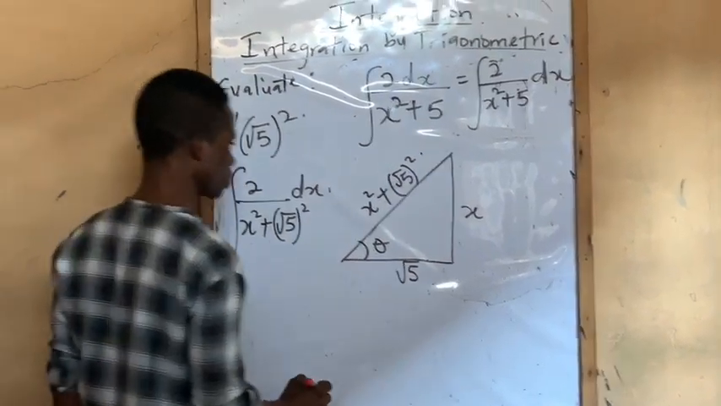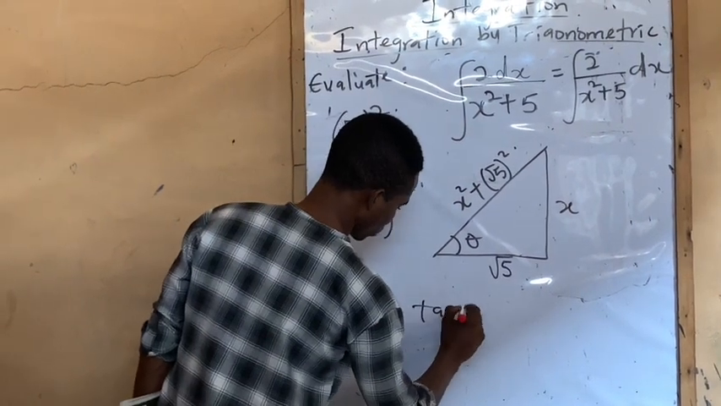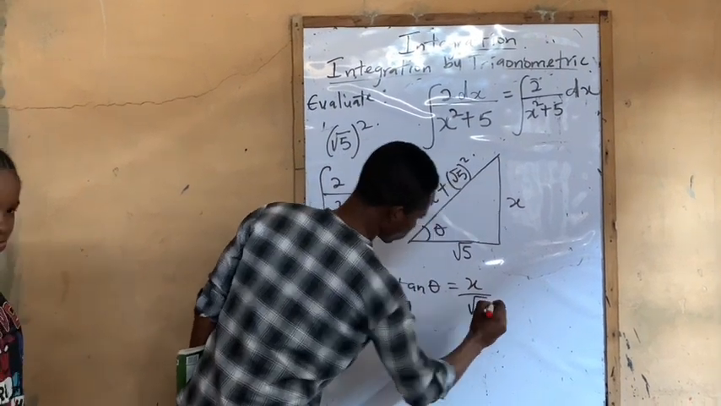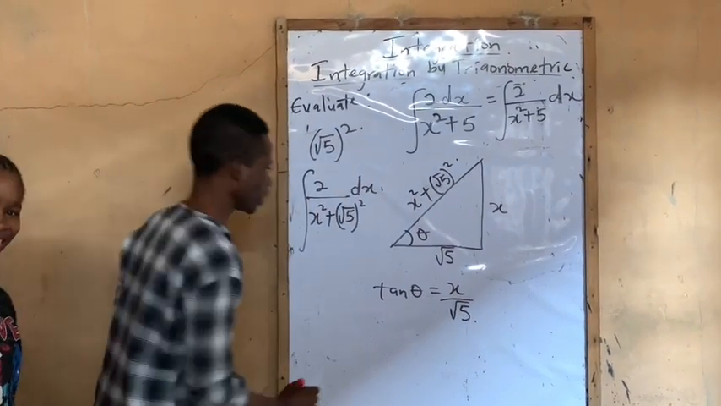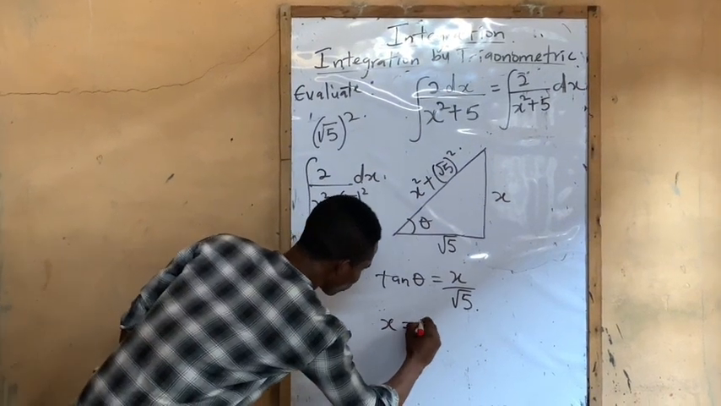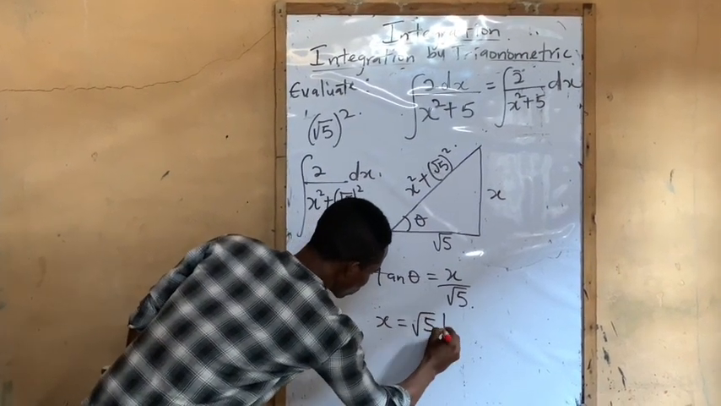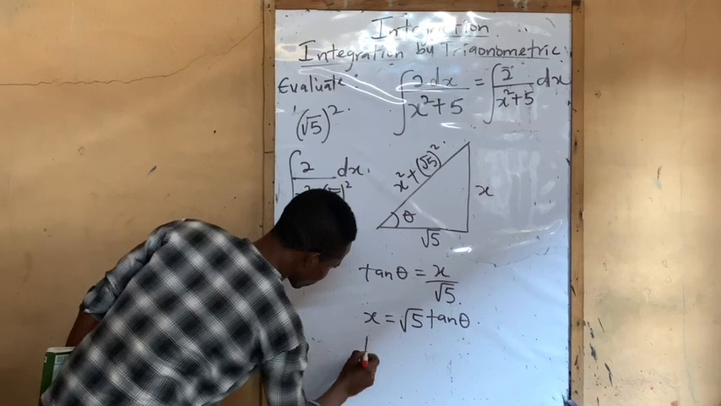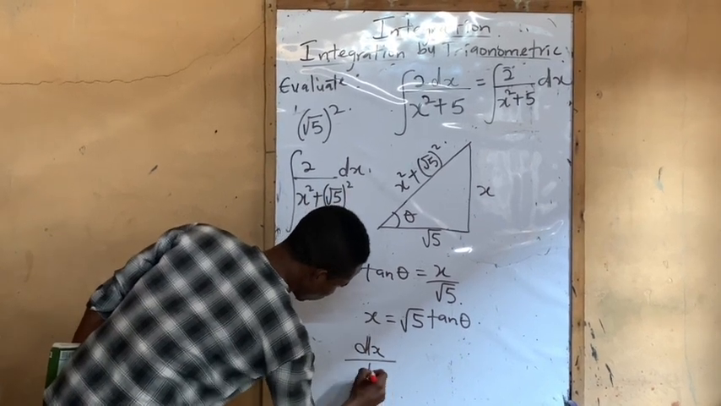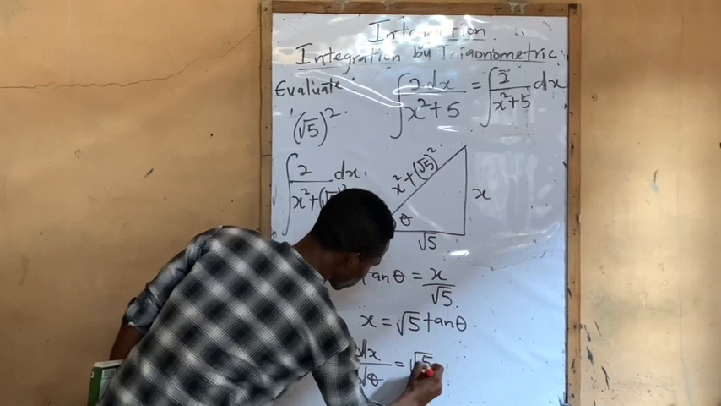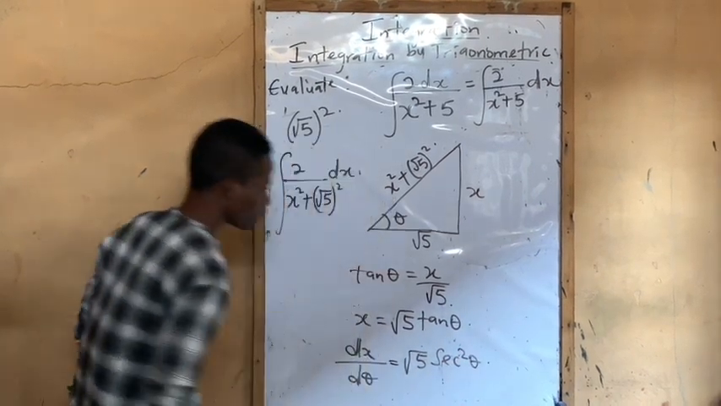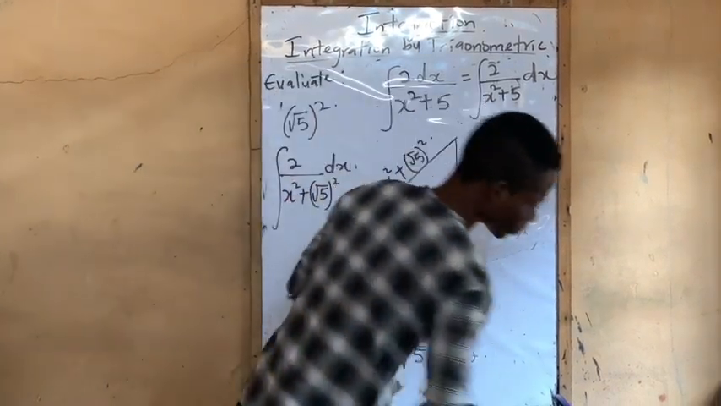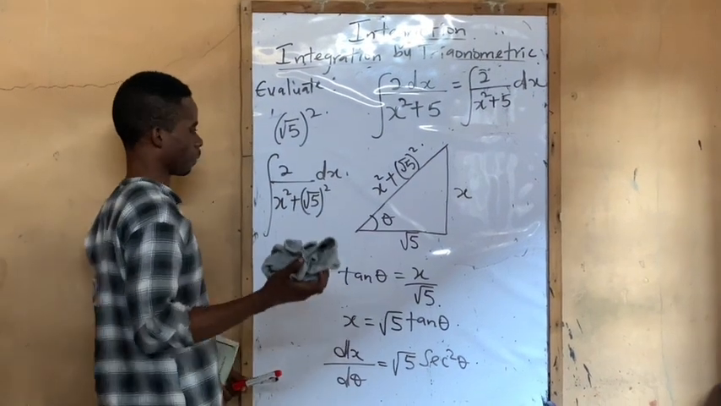So it's tan that we're going to use. That means tan theta is going to be opposite all over root 5. If I cross multiply, that will be x equals root 5 tan theta. So if I find dx d theta, that will be root 5 sec squared theta, because the differential of tan theta is sec squared theta. Now I substitute.